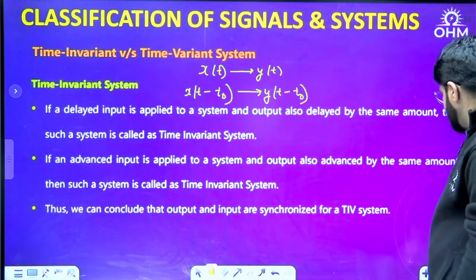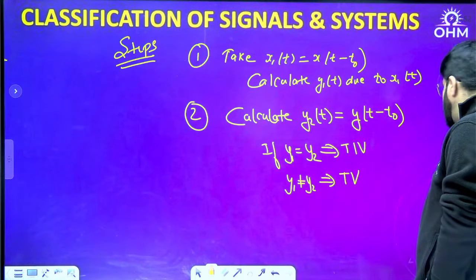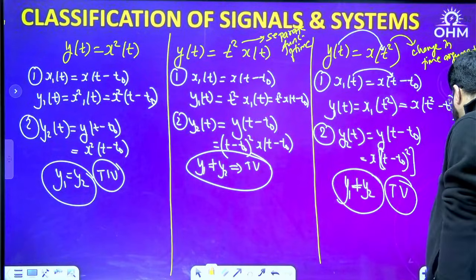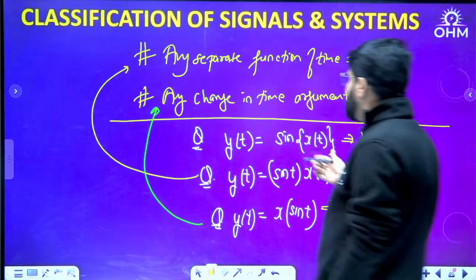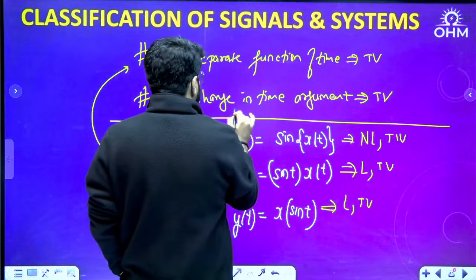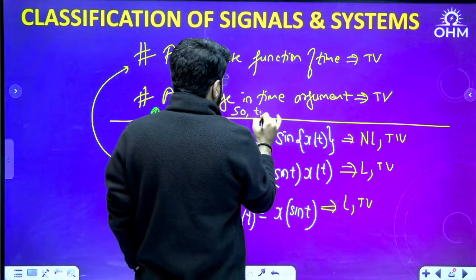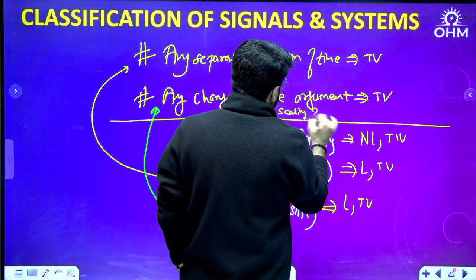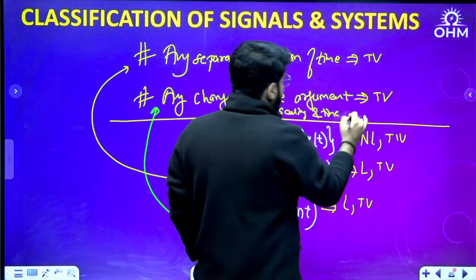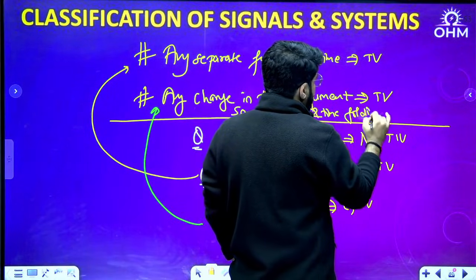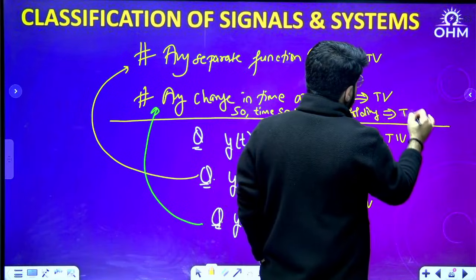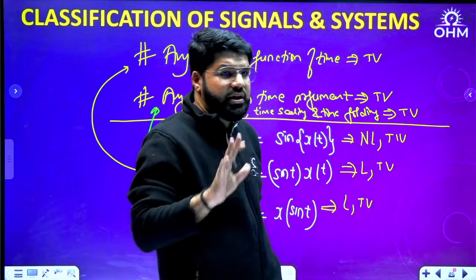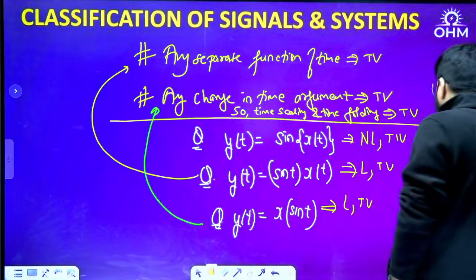Got it? So see, when I told you any changes in time argument, if I write down time scaling and time folding, like in our question, where time folding was given, then the system is time variant. If time folding or time scaling is given, then also the system is time variant.